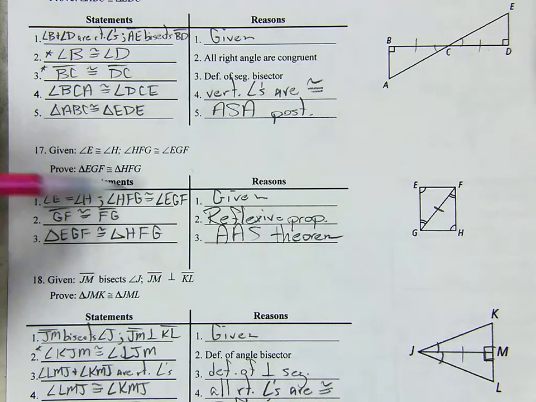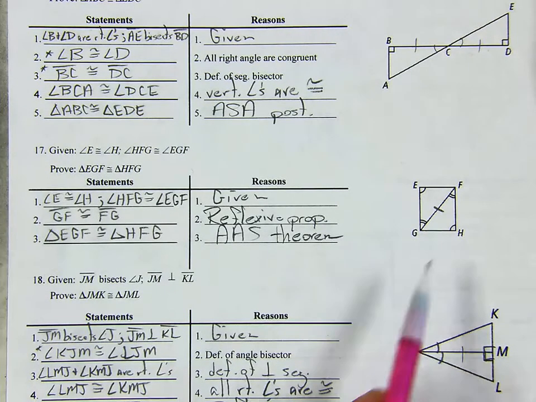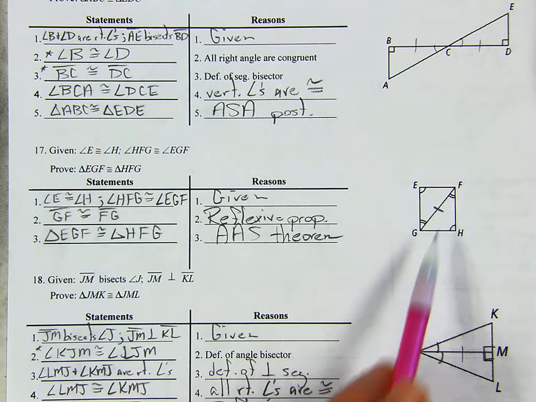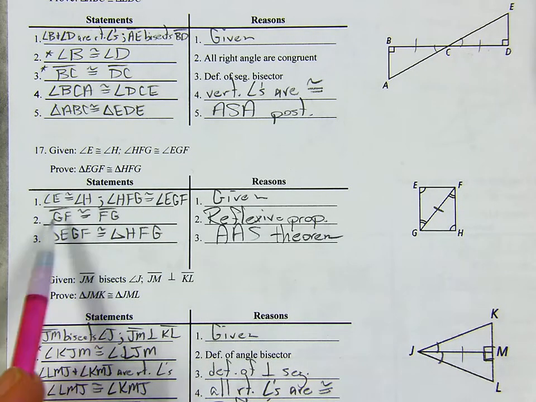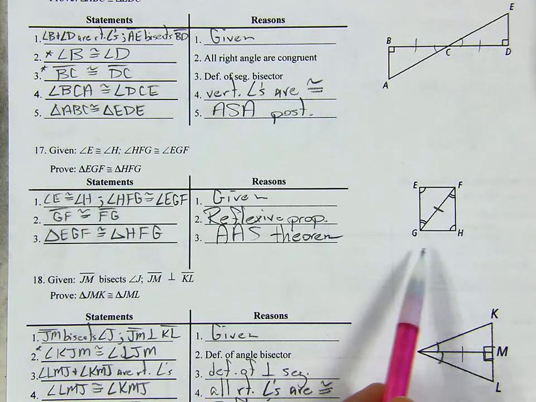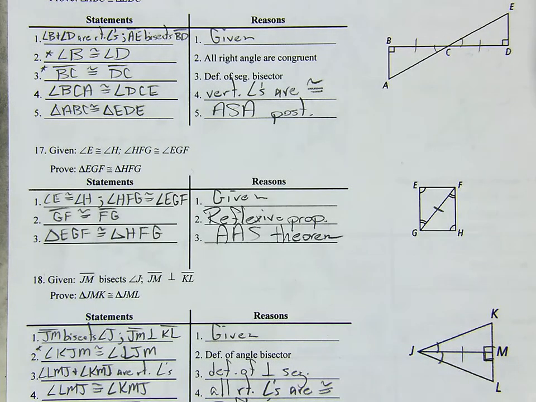Number 17, short, sweet, really simple. You write down these two pairs of angles that are congruent that they already have marked for you on the picture. All we needed was a side, one more piece of given information, or one more piece of congruent information. GF congruent to FG, it reverses. And the triangles were congruent by angle, angle, side theorem. Hopefully everybody got these right the first time when you were working.